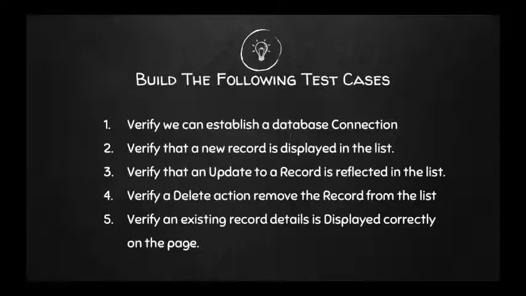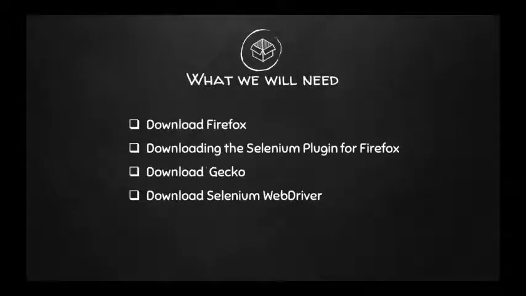So the 5 main pieces we want to test is: verify we can establish a database connection; verify that a new record is displayed in our list, be it product, vendor, whatever; verify that we can update a record and that it's reflected in the list; verify a delete action, so when we delete something, we can test to make sure that it's removed from the list; and also verify an existing record's details are displayed correctly on the page.